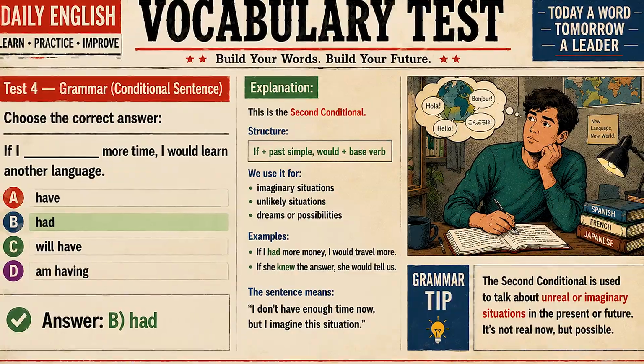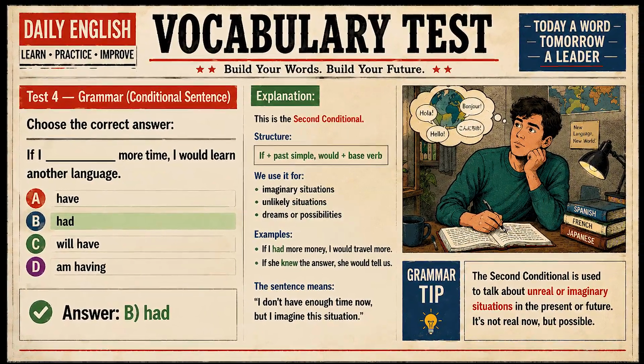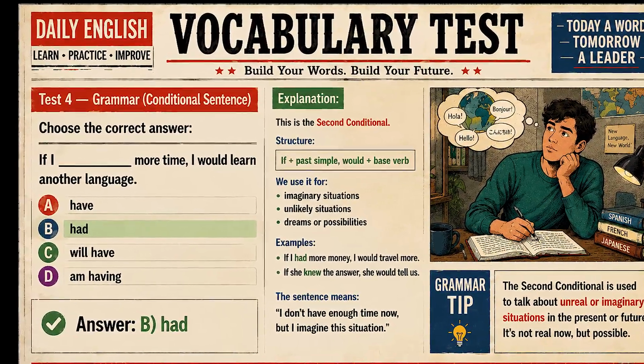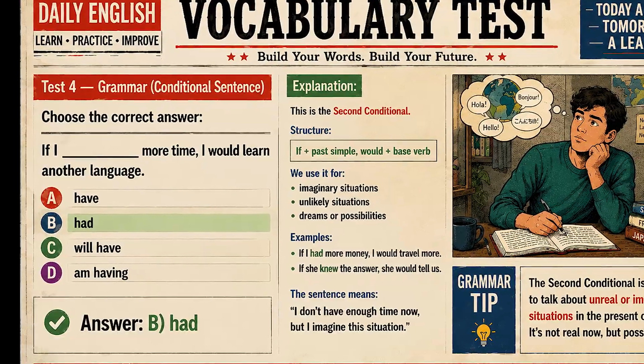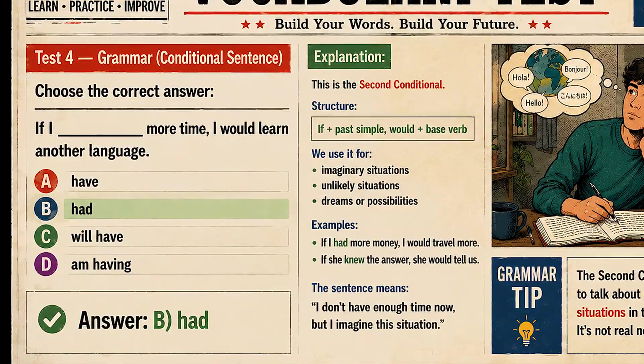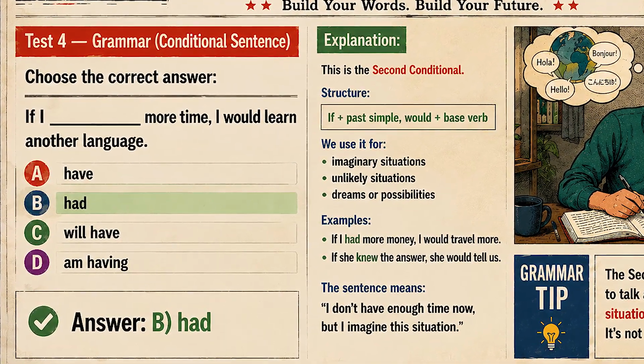Now let's look at our sentence again. If I had more time, I would learn another language. The speaker probably does not have enough free time at the moment. Right now, possibly he doesn't have enough free time. But they are imagining a different situation.